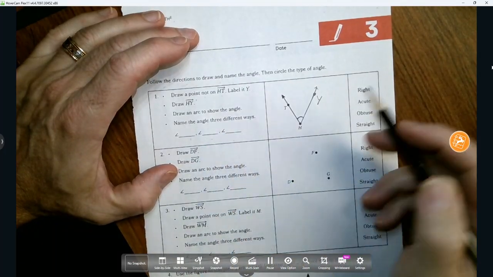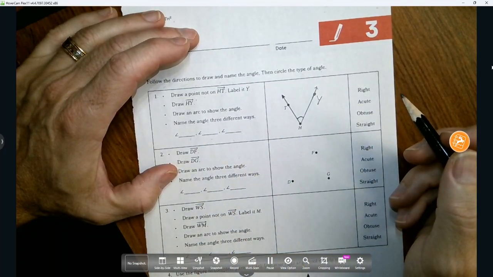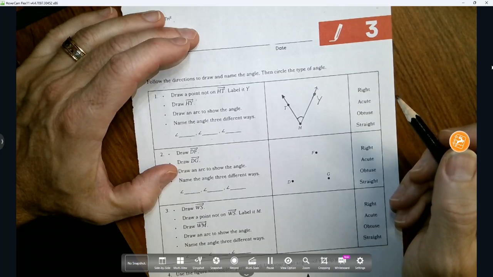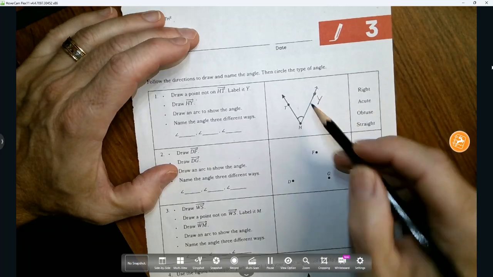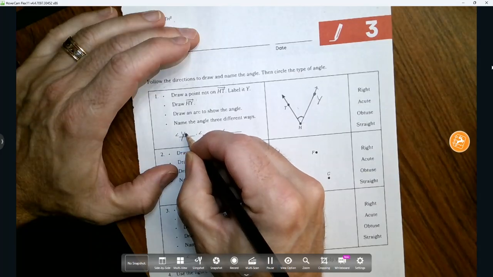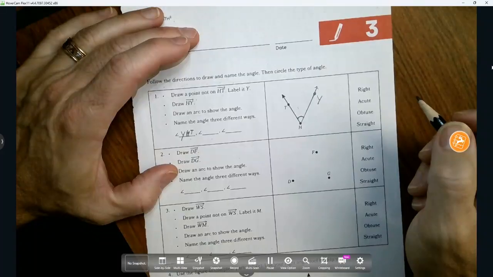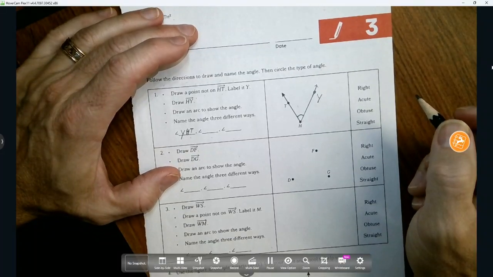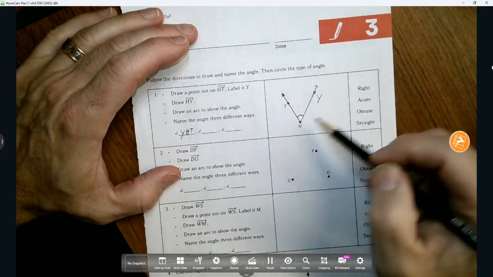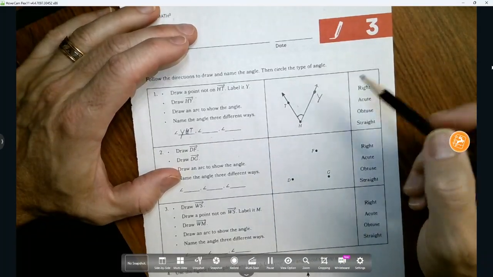Name the angle 3 different ways. Okay. So we have angle YHT. I'm going to let you guys finish the rest of those. What other ways can we name that angle? Remember, go all around it.